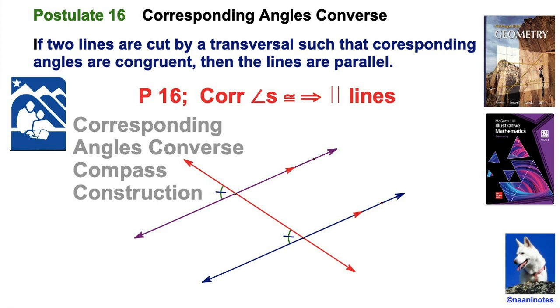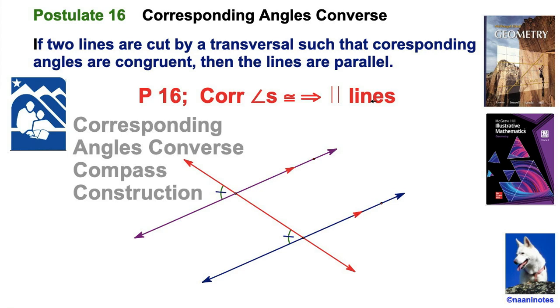In our particular textbook, this old McDougall-Littell textbook, it's numbered postulate 16. Corresponding angles postulate is 15 and this one is 16, but that's just bookkeeping for this particular textbook. So don't worry about the numbers so much as the content. This is how to construct parallel lines using the corresponding angles converse.